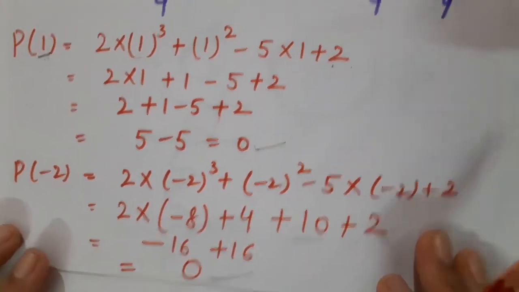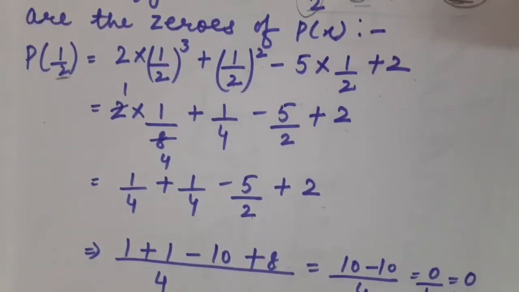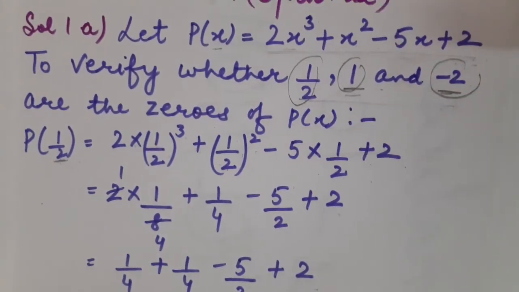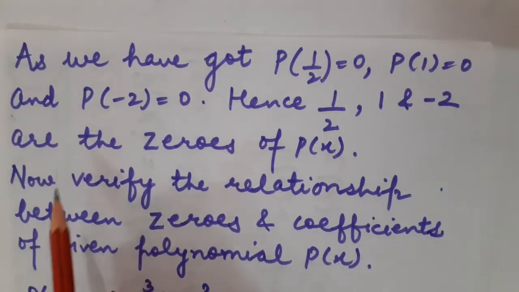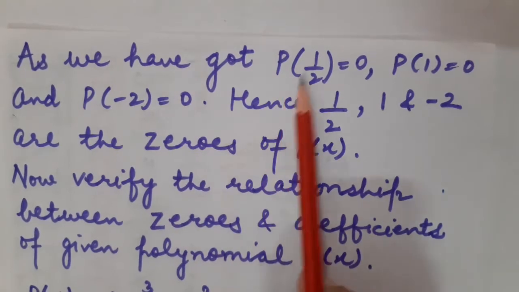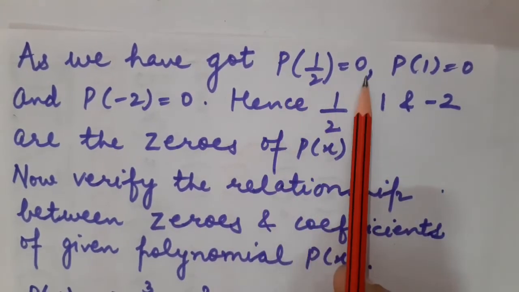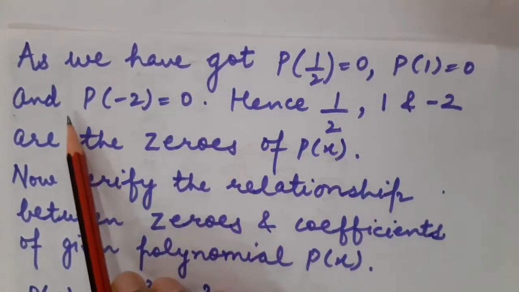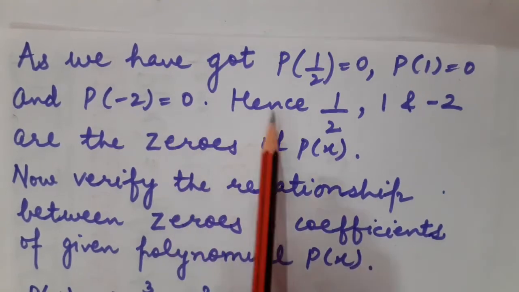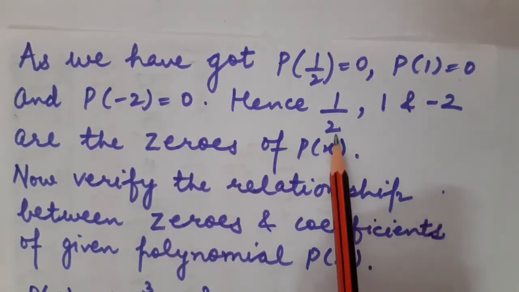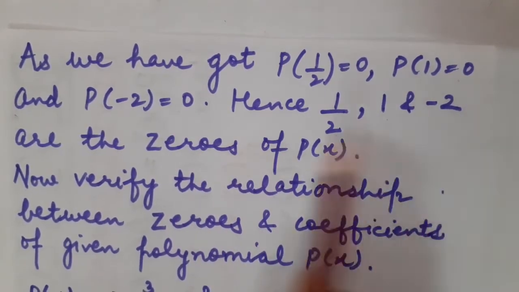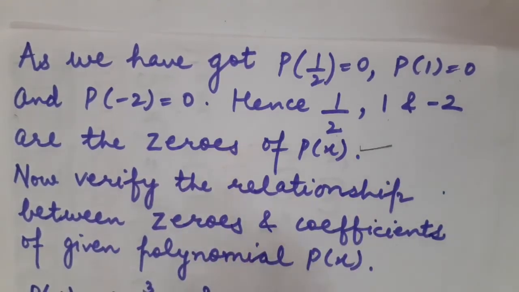So through that, what can you verify? That 1/2, 1 and -2 are really the zeros of the cubic polynomial. So children, as we have got P(1/2) equal to 0, P(1) is also 0, and P(-2) is also 0. So hence what we have proved is that 1/2, 1 and -2 are the zeros of P(x).